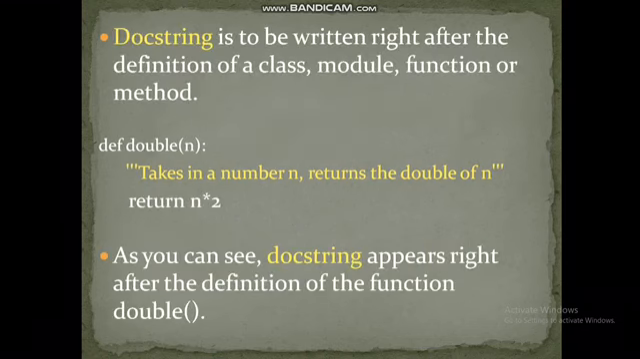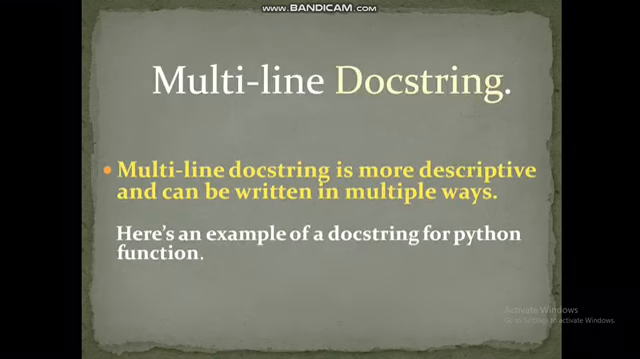Docstring is to be written right after the definition of a class, module, function, or method. Here, as you can see, we wrote our docstring comment just under the definition of the function called double. There is also multi-line docstring. Multi-line docstring is more descriptive and can be written in multiple ways.